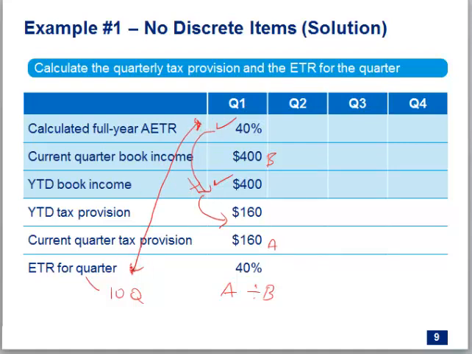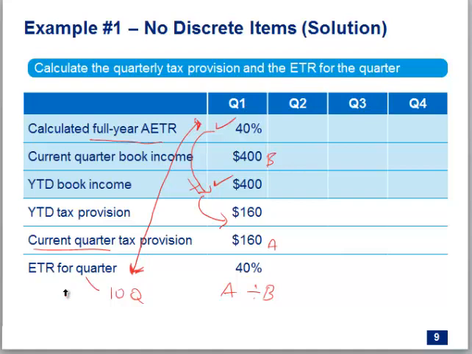So oftentimes when you're dealing with management types, you're dealing with the CFO, if he says, well, what's my tax rate? You need to say, well, what tax rate are you talking about? Are you talking about my full year AETR? Are you talking about my current quarter rate? Which one are we talking about? And don't assume that you're on the same page, because you're often not.